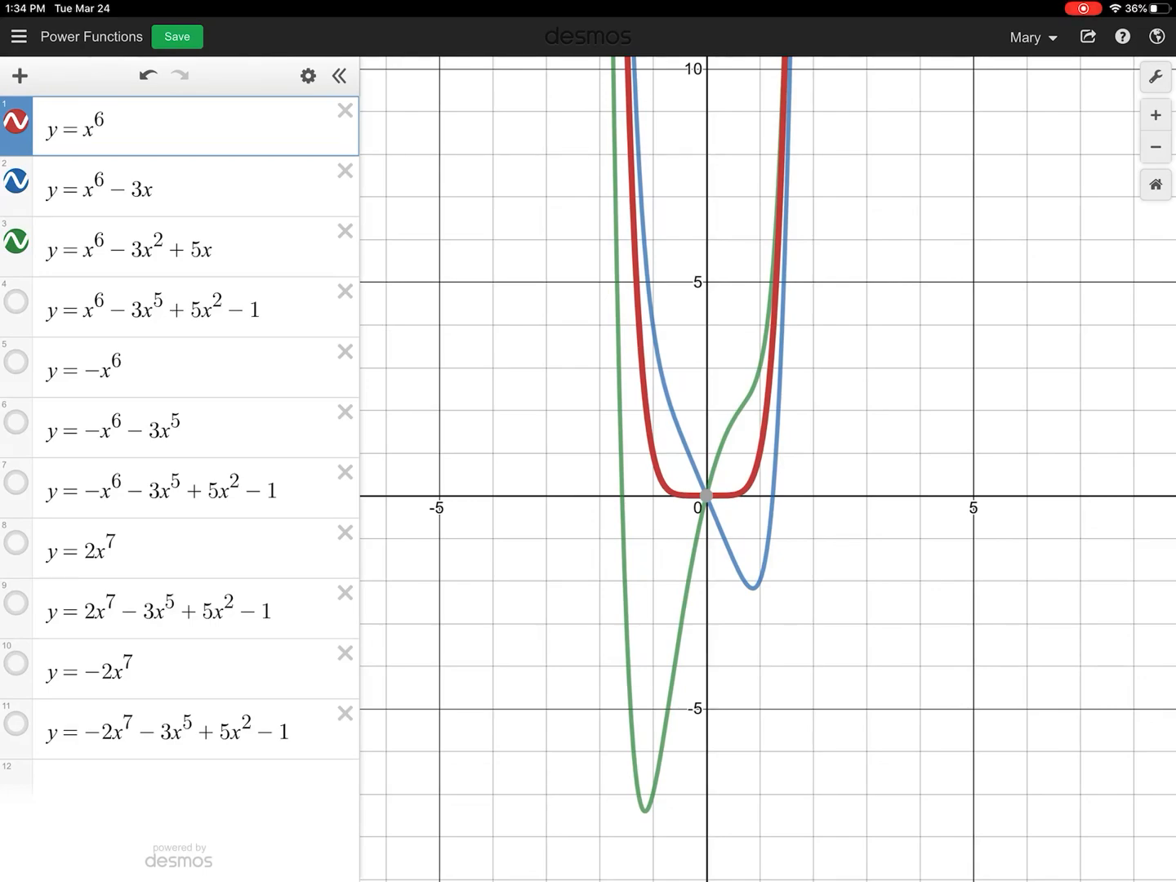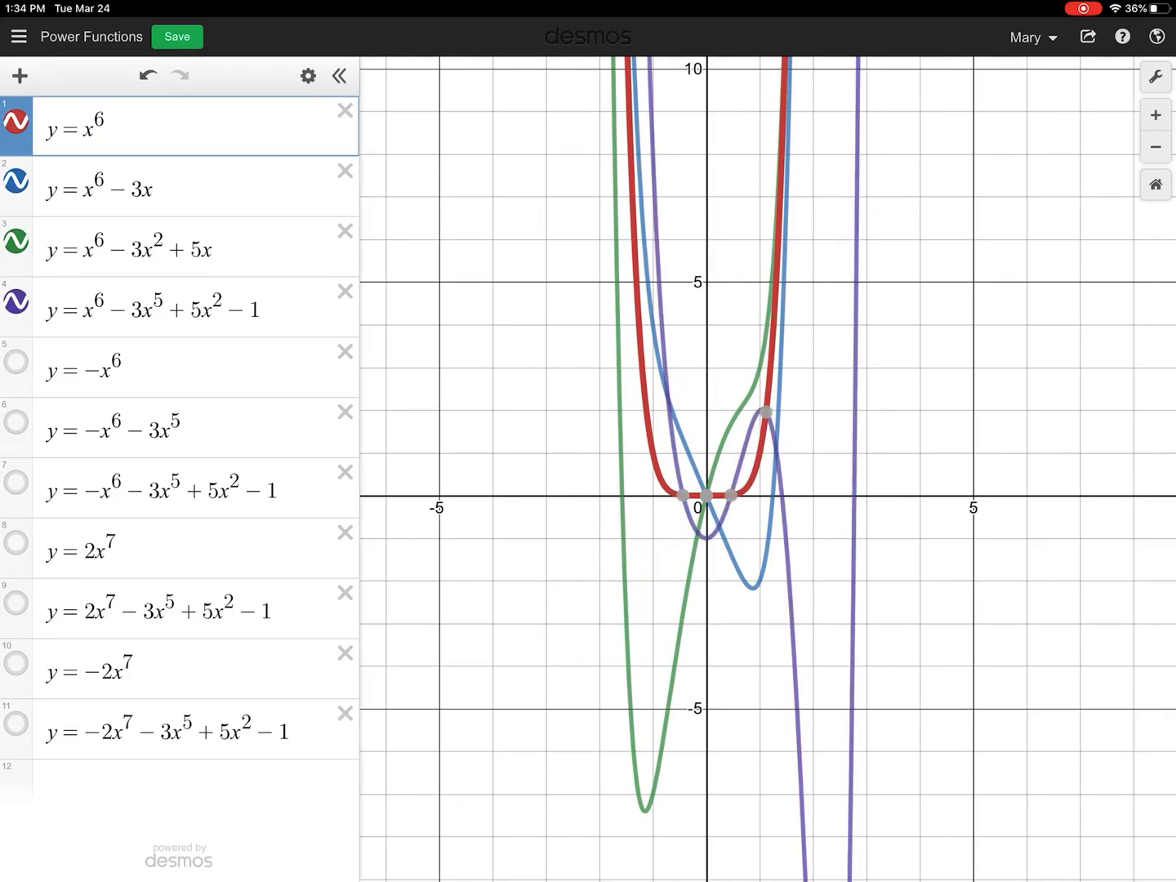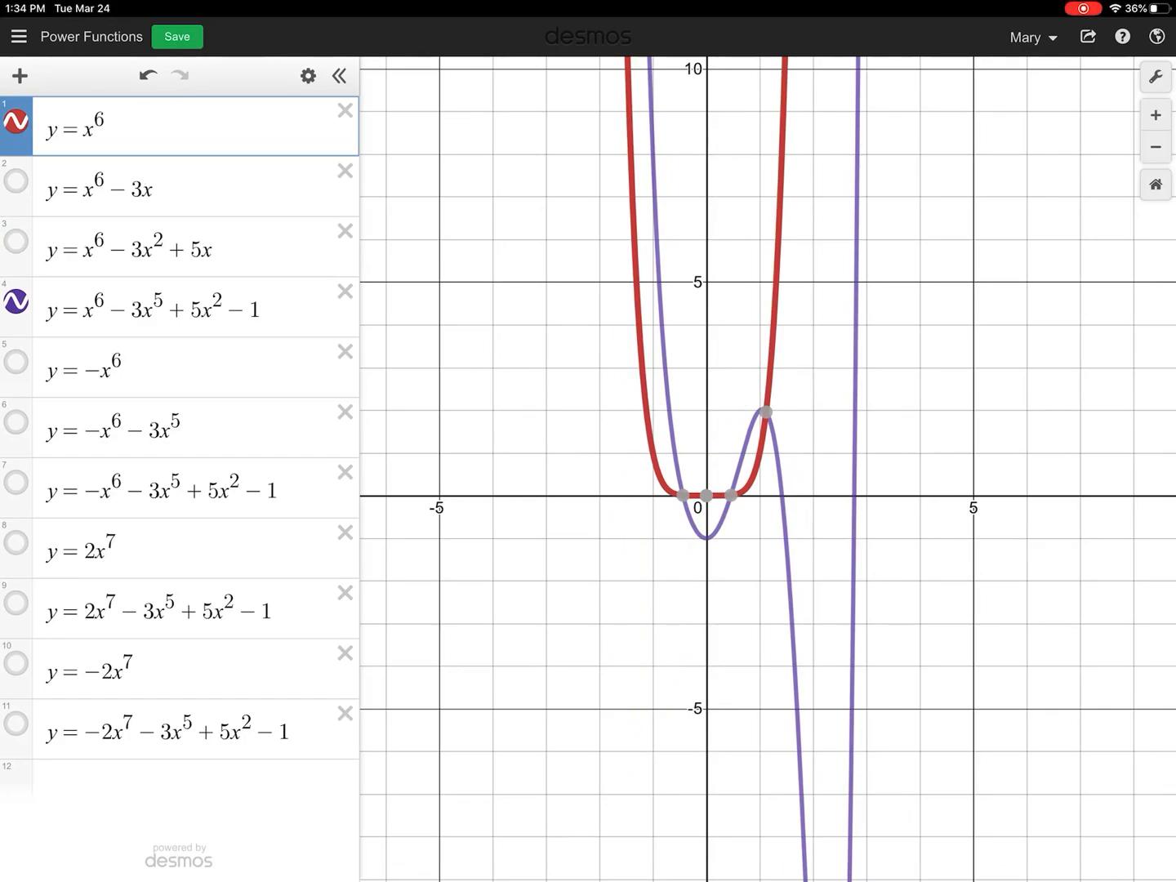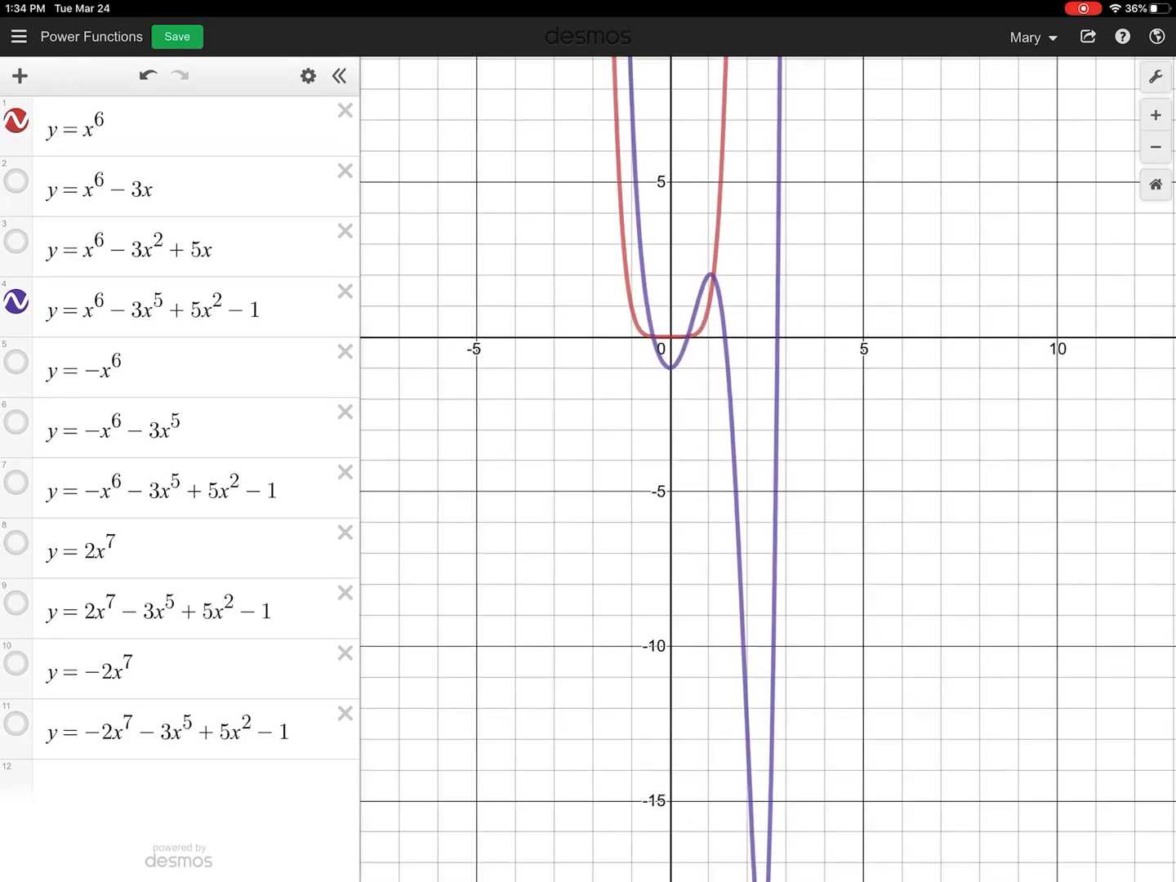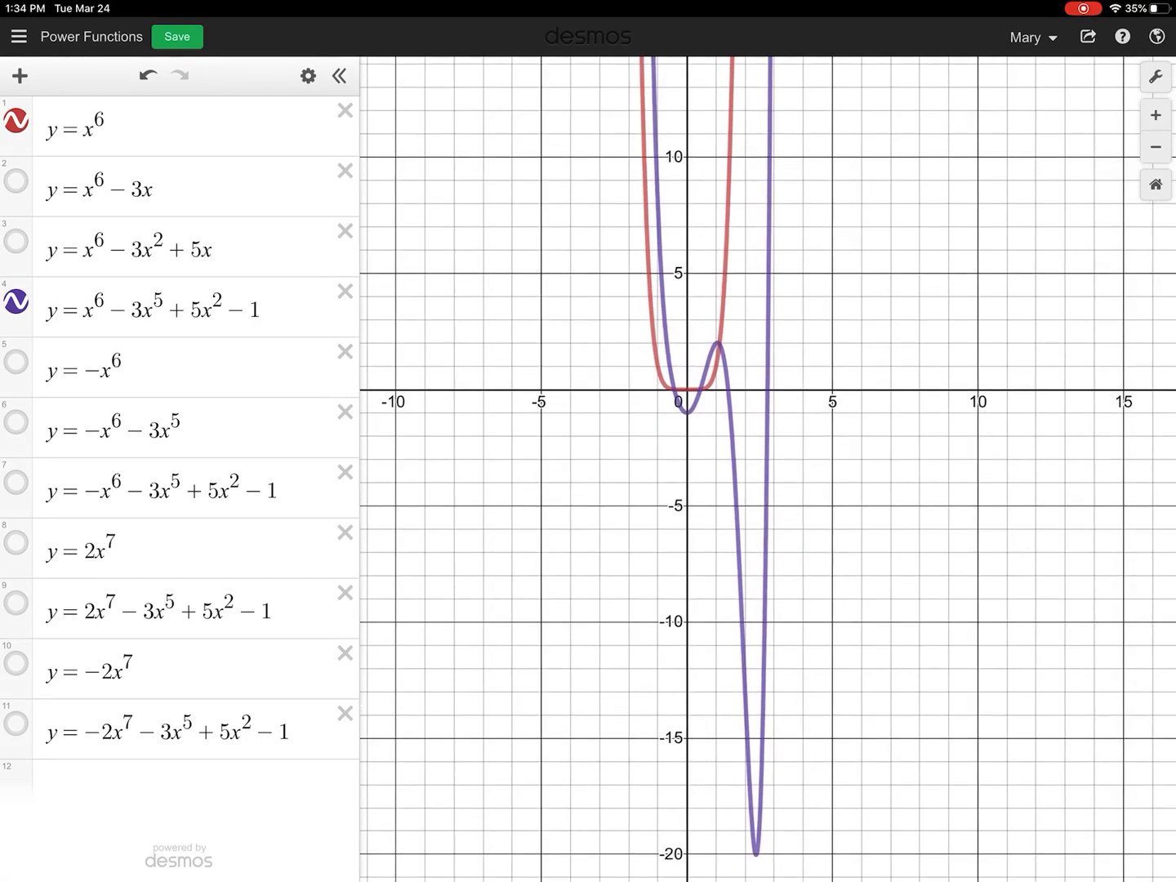And if we mess this up even more, x to the sixth minus 3x to the fifth plus 5x squared minus 1 in purple, to clean this up, I'm going to get rid of a couple of these other graphs. Now that dips really far down. Let me zoom out to -20. But what's important is that x to the sixth is still the most powerful part of our function, so on the far left and the far right of our graph, it's still behaving just like our original red graph of x to the sixth. So to look at what a polynomial is behaving like on the left and the right side, all we need to do is look at the first term, the term with the biggest exponent.